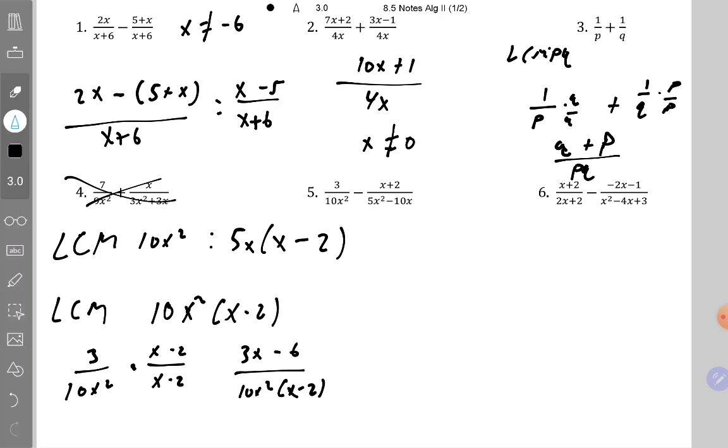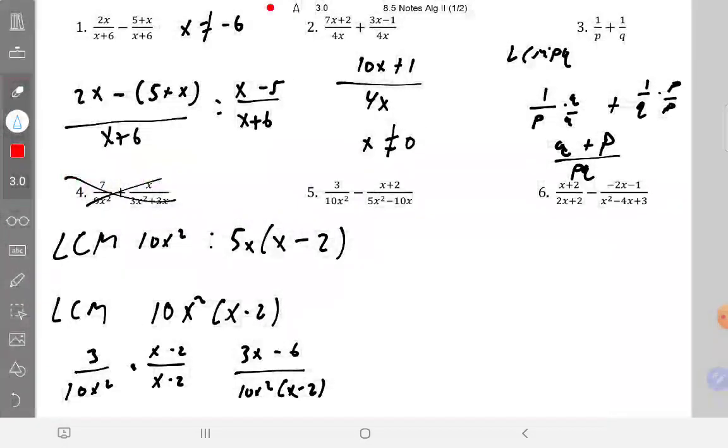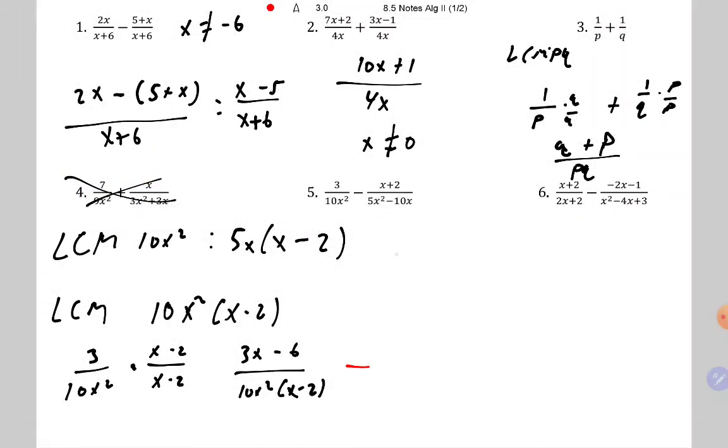Okay, the next one, because we're subtracting now, so we have x plus 2 over 5x times the quantity x minus 2.